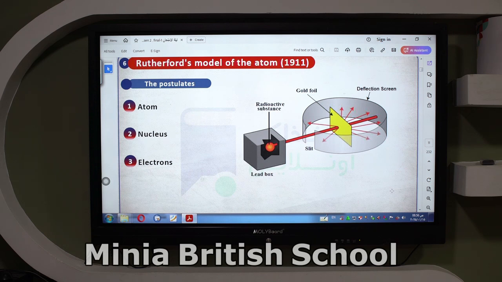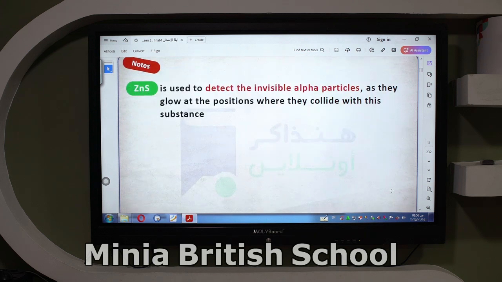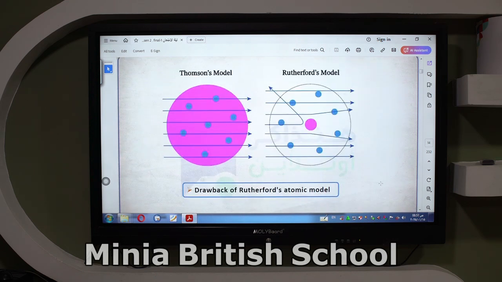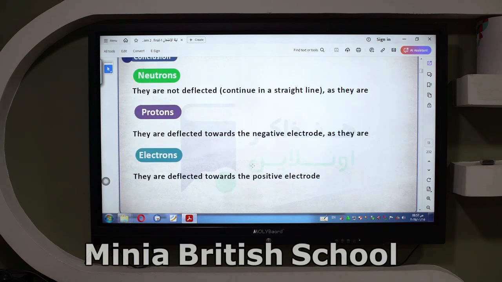And the sixth scientist is Rutherford, with his model. Rutherford has some postulates about his theory. He has the atom, nucleus, and electrons. He used a zinc sulfide screen to detect invisible alpha particles, as they glow at the position where they collide with the substance. This is an example of the Rutherford model. The Thomson model is different from the Rutherford model. How are they different from each other?